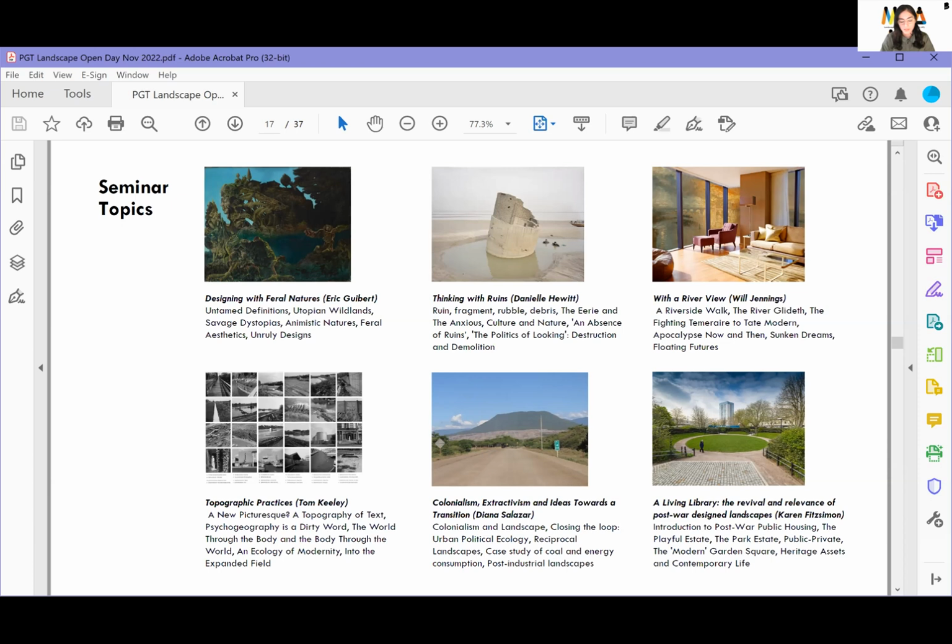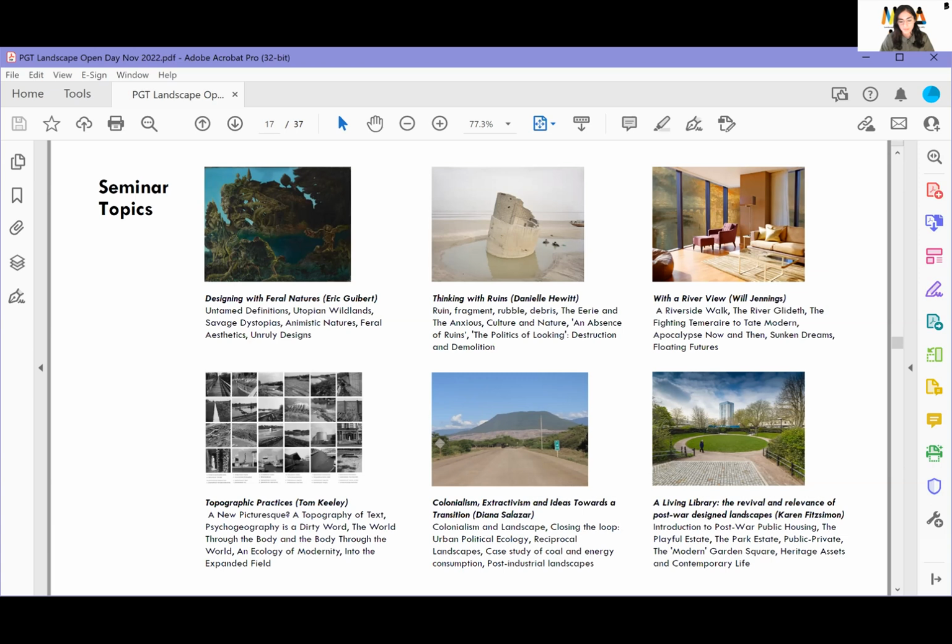You can see some of the topics here. So again, that will be reading text, discussing different topics. You'll get one-on-one feedback from a thesis supervisor in your second year as well, or in your MA year. So yeah, there's lots of different approaches and topics that will hopefully appeal to you, from looking at different ruins or utopian visions for landscapes, or different topographical practices, and so on.